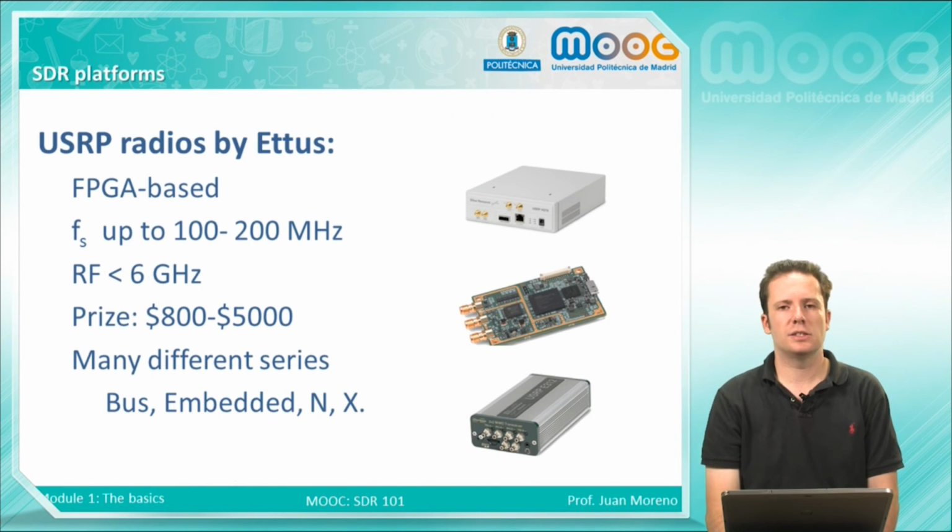Now let's look at some good examples of SDR technology available in the market. The first one is the USRP radios by Ettus. Ettus is a company owned by National Instruments. These radios are FPGA based. They can work up to 6 GHz. Its price is, let's say, low range, but they are a very good product and very cost efficient. They are also available in many different series, depending on the profile of the application that you need. The B series, the Embedded one, the N and the X series.